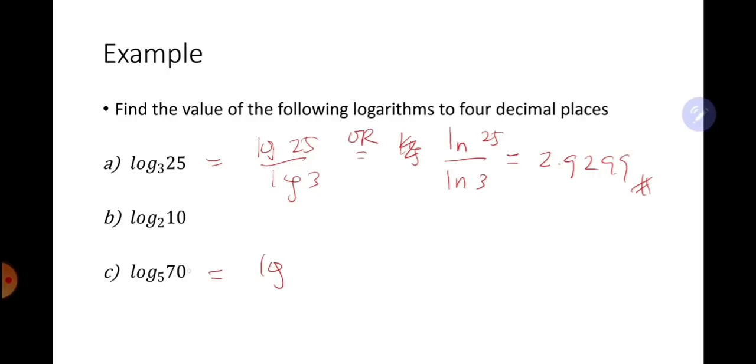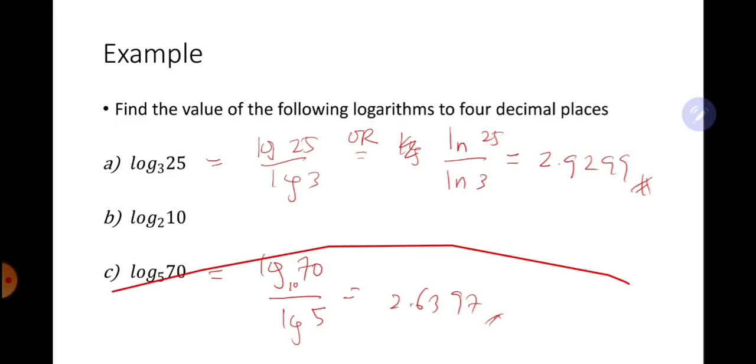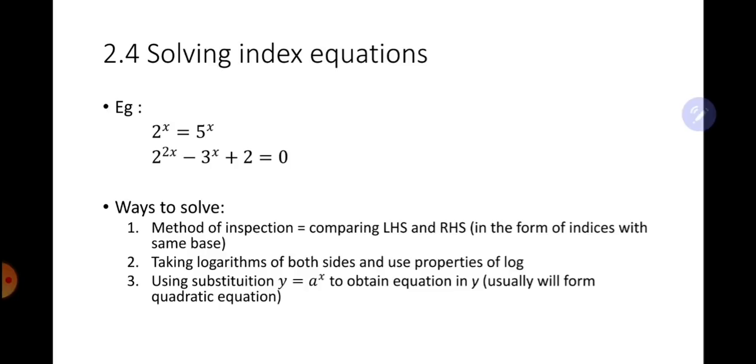So we have log 70 base 5. So kita boleh tukar, kalau nak guna calculator, log 70 ni base 10 over log of 5. Okay, so you akan dapat 2.6397, something like that. Okay, now kita move to solving equations related to index.